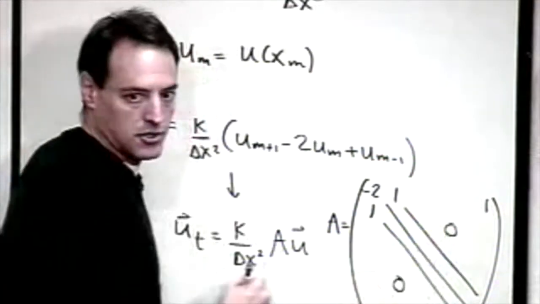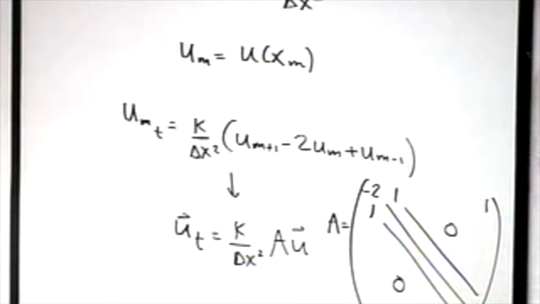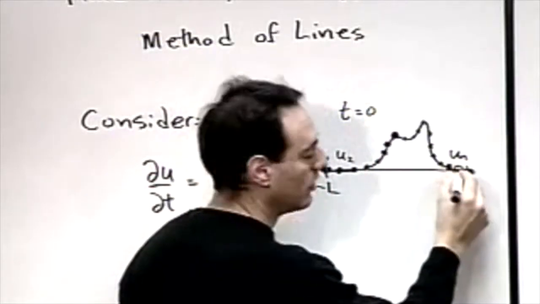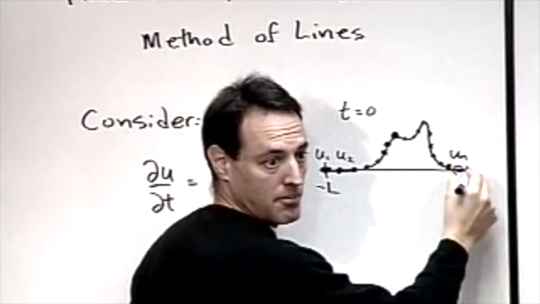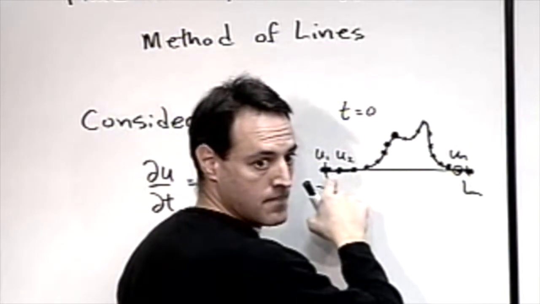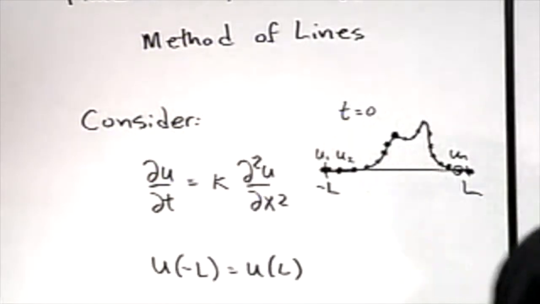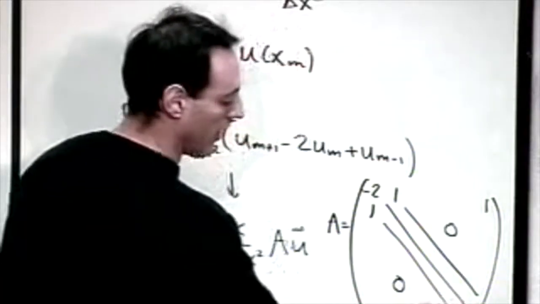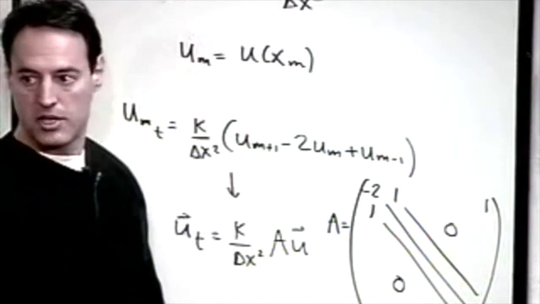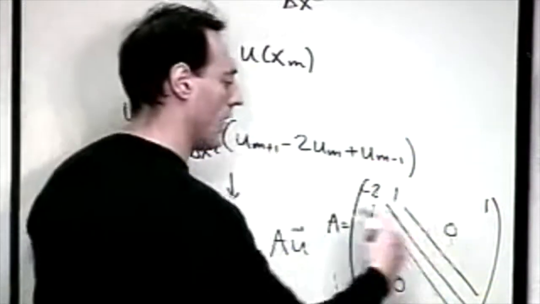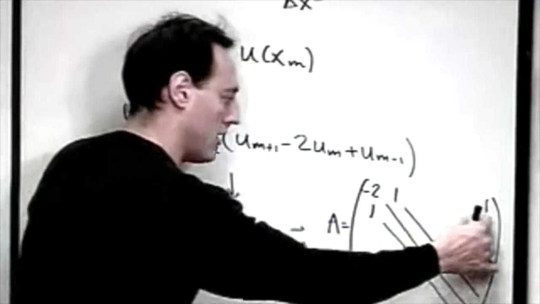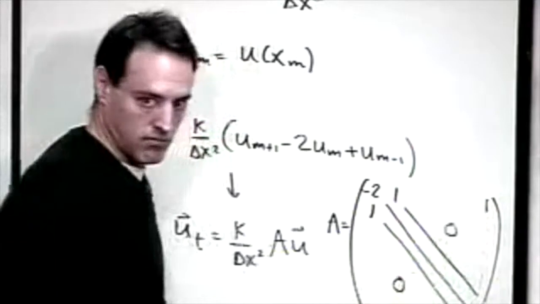What about the other boundary condition? If I get all the way to the right here, U of n depends upon U of n minus 1, U of n, and U of n plus 1. But what is U of n plus 1? U of n plus 1 is U1. Okay, so when you come down to the bottom, U of n depends upon U of n minus 1 and U of 1. That's your matrix. Negative 2, 1, 1, and on the far edges are these 1s. This takes care of your boundary condition.